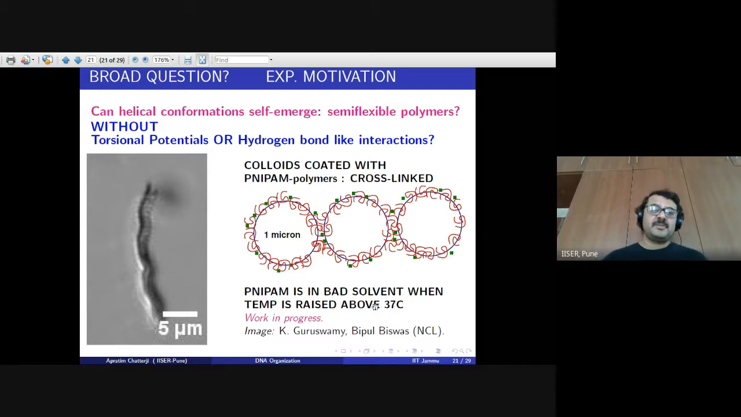The motivation of the problem came from some experiments by K. Guruswamy and Bipul Bishash, who took micron-sized colloids. Colloids are Brownian particles. In case there are any students, I'm just clarifying, these are spherical colloids on which some polymer has been adsorbed. So these series of colloidal Brownian particles with adsorbed polymers were put along a chain. They were aligned along a chain by applying some external electric field, and then these polymers on the surface were cross-linked. The green dots that you are seeing are the crosslinks.